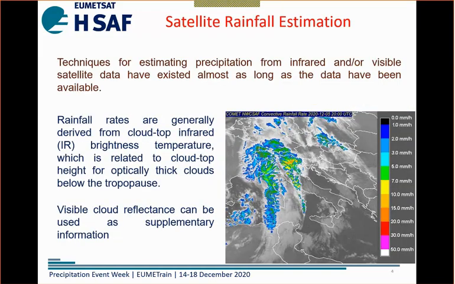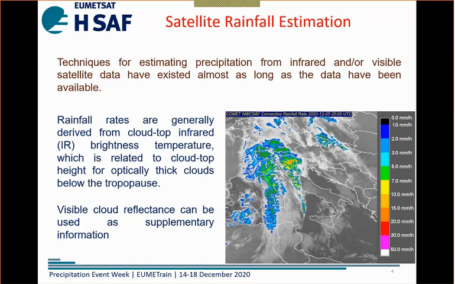Well, techniques for estimating precipitation from satellite data have existed almost as long as the data have been available. There are techniques for estimating precipitation based only on the cloud top infrared brightness temperature, which is related to cloud top height. The relationship at the basis of this assumption is that the cloud height is related to the cloud thickness. This is an assumption that holds reasonably well for active convective clouds, but is problematic for clouds with relatively warm cloud tops, for example, non-precipitating cirrus clouds.